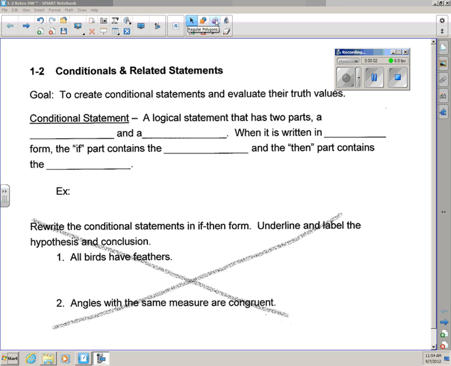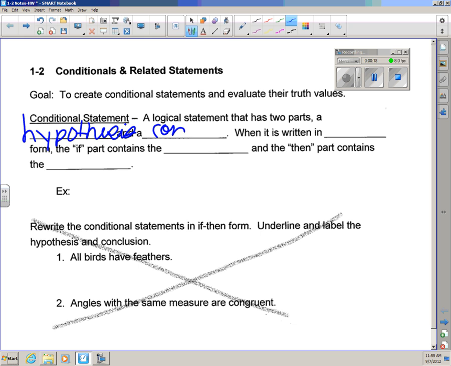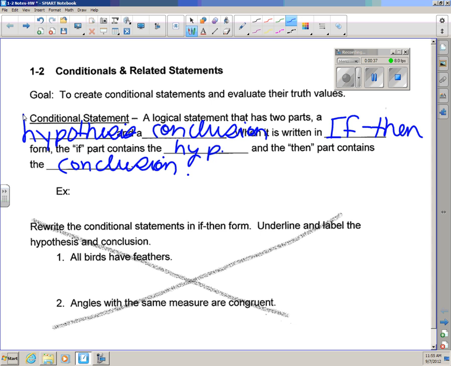Alrighty, so for today's lesson, what we're going to do is talk about conditionals and related statements. A conditional statement is a logical statement that has two parts. It's got a hypothesis and it's got a conclusion. When it is written in if-then form, the if part contains the hypothesis and the then part contains the conclusion. So something like this, if-then.